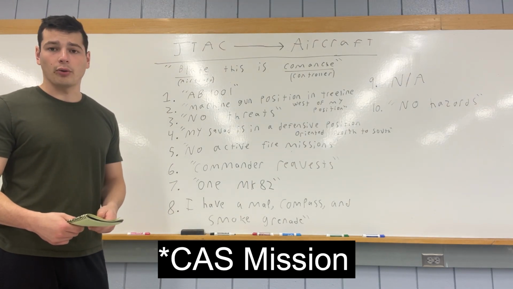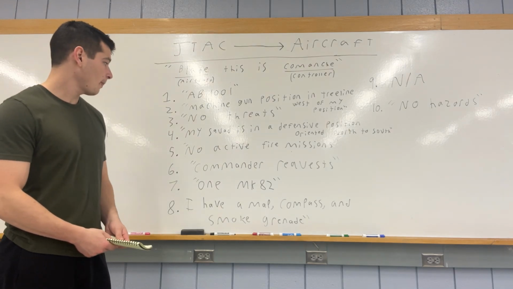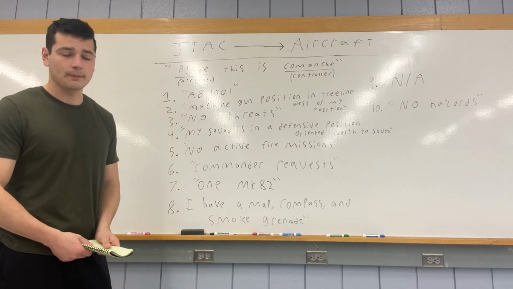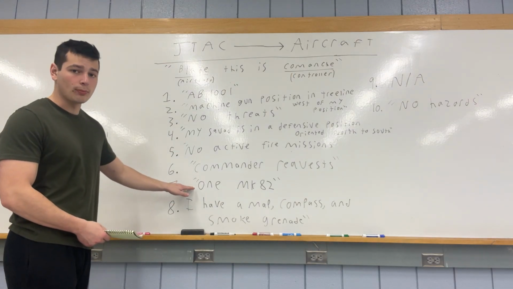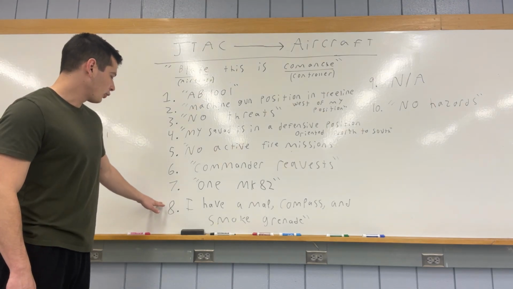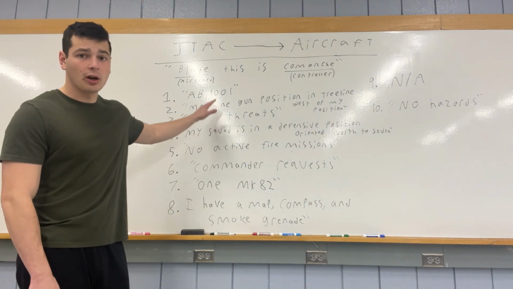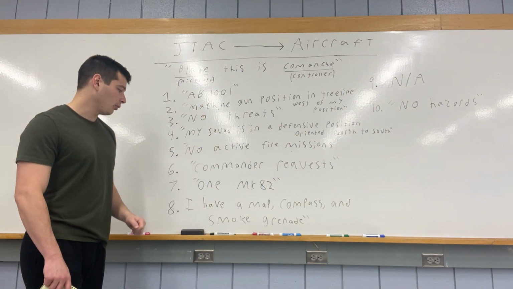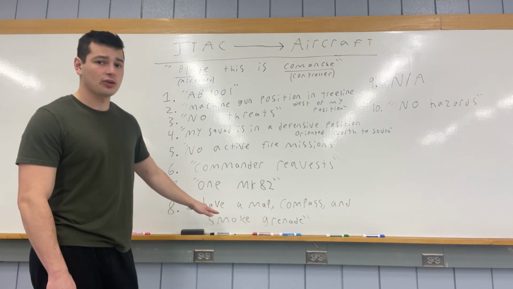So the clearance authority ultimately rests with the supported commander for CAS missions. So it can be as simple as saying, commander requests. Line 7, the ordnance, 1 by Mark 82 bomb. Line 8, restrictions remarks. This is just where you want to add anything that hasn't been covered up to this point that is relevant to the CAS mission. So for this example, for line 8, I have a map, a compass, and a smoke grenade.